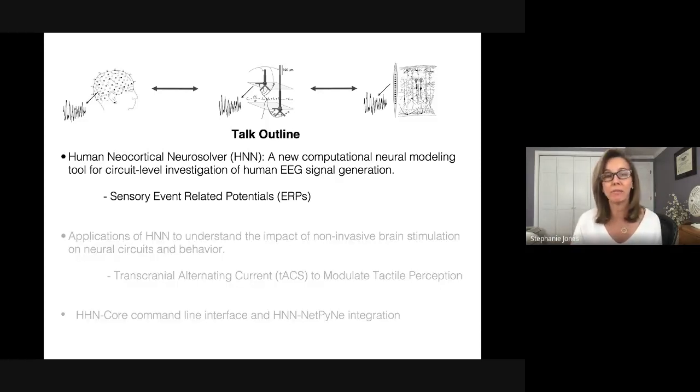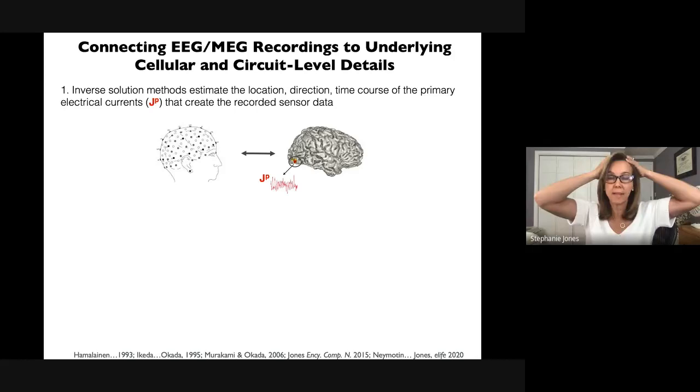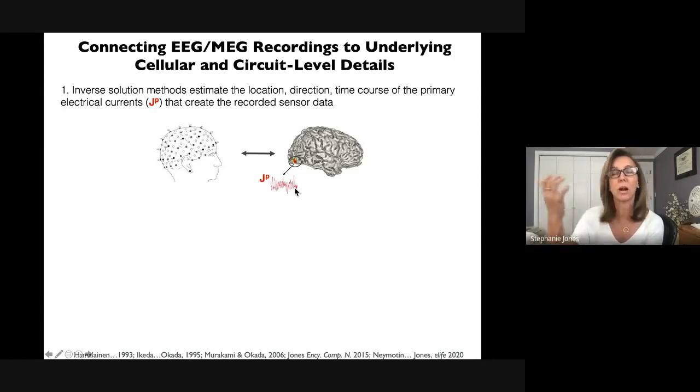So how do we go about developing a biophysically principled model that can connect these macro scale signals that we're collecting outside of the head in humans down to these circuit level dynamics? Well, the first thing we have to think about is where these signals come from. What we do is we collect this sensor data and we apply what's called an inverse solution method. What that method does is it estimates the location, the direction, and the time course of these big electrical currents in the brain that produce these sensor level signals.